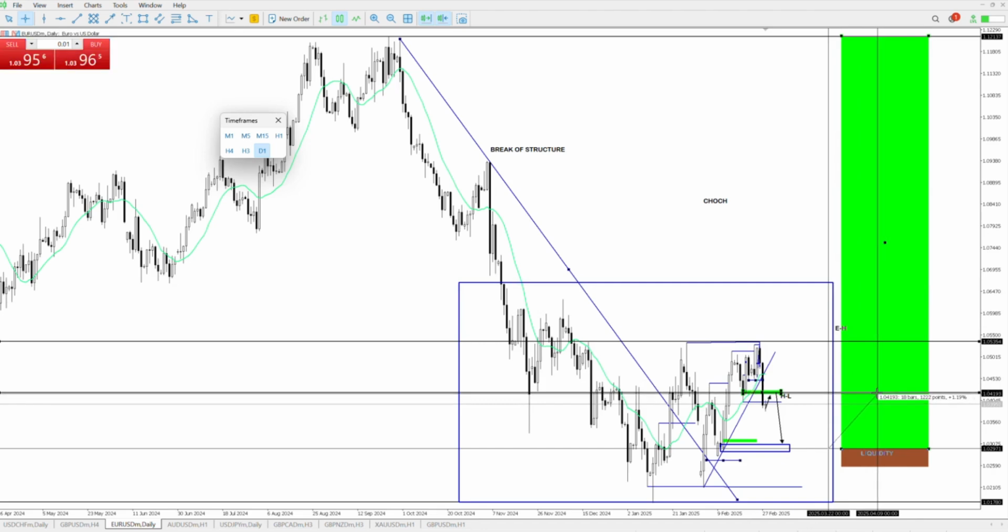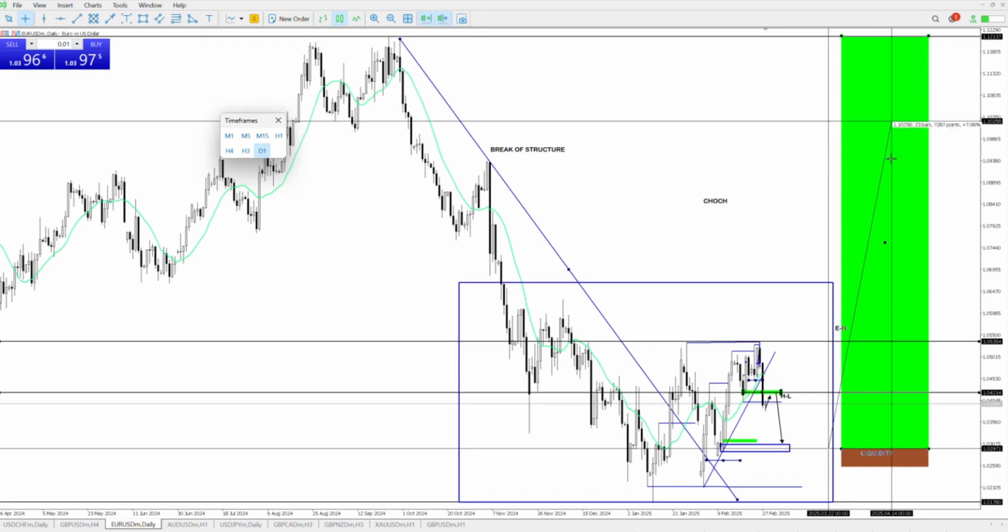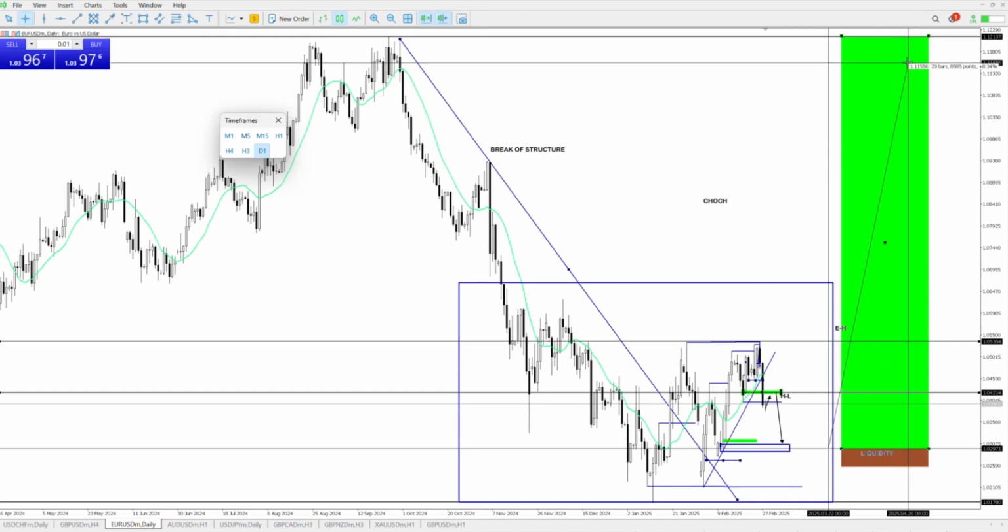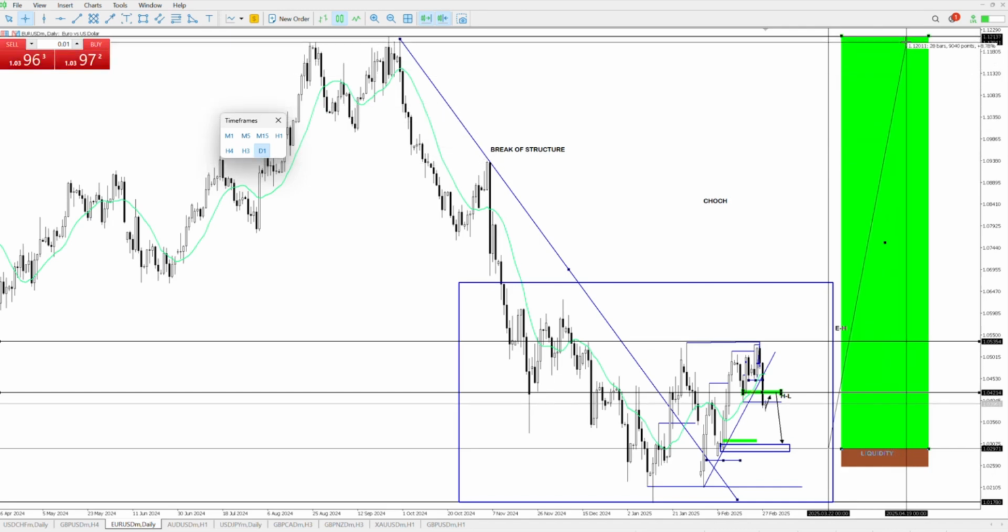And if you are taking your partial profit at this point, this is 120 pips. You're risking 40, 45 pips to make 120 pips. So that's really huge, right? That's like a 1 to 3 risk reward ratio. And if you're taking your profit at this point, that's 238 pips, right? So this is the first target. And then this is the maximum target for EURUSD.